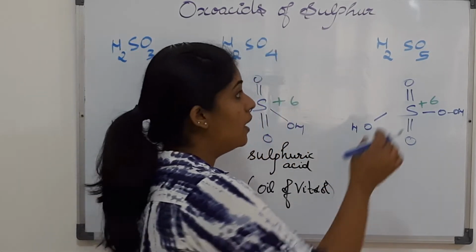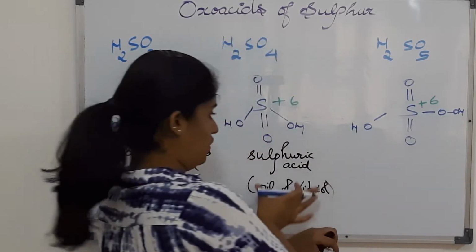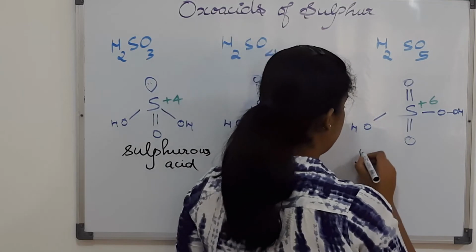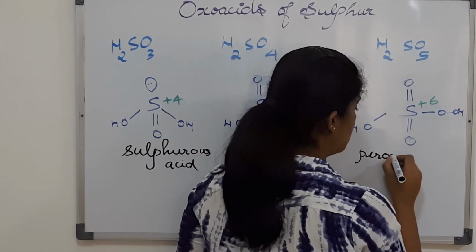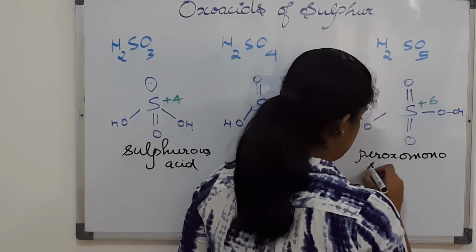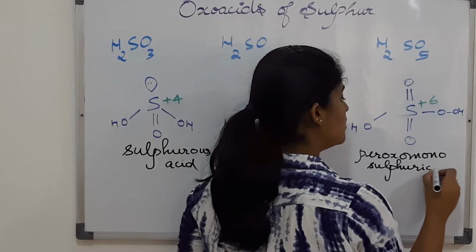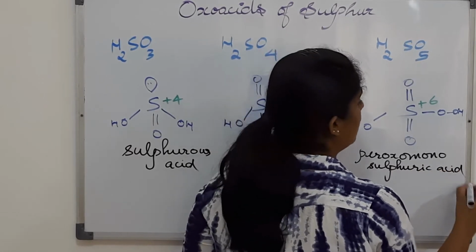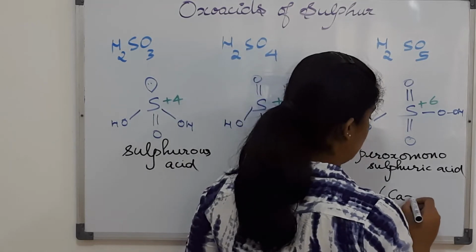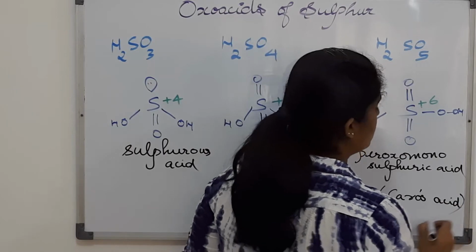And last we have this peroxo compound. It is peroxomonosulfuric acid. This is also similar to sulfuric acid with an extra O-O peroxo bond. So this is peroxomonosulfuric acid, and it's commonly termed Caro's acid, H2SO5.